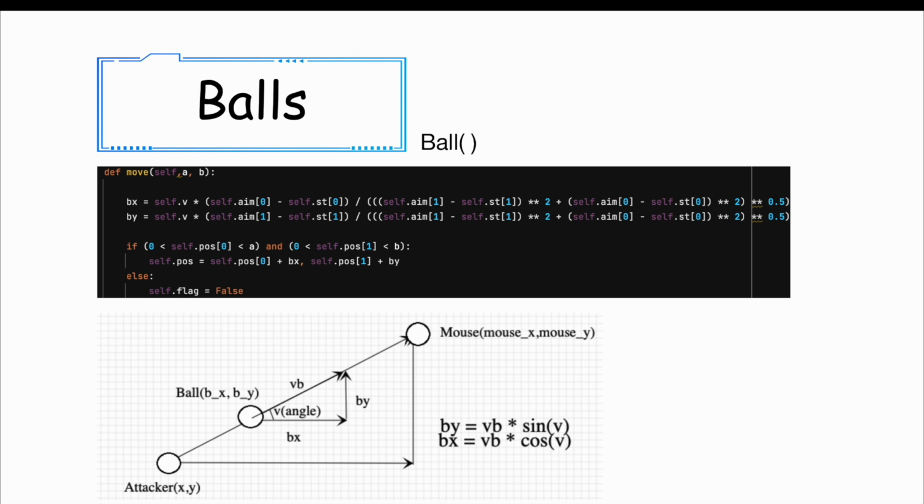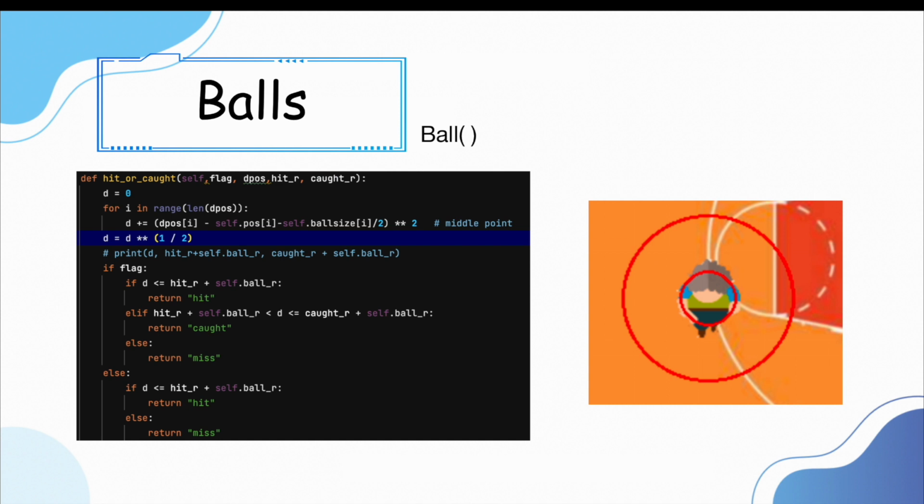The ball class is a class that we designed for this game. It has 2 main functions. The first one is move, which uses this formula to make the ball move in a straight line and decide whether it's out of border. The second one is quite important, which is hit or catch. It depends on the distance to decide whether the defender catches the ball, or he missed the ball, or the ball hit him.